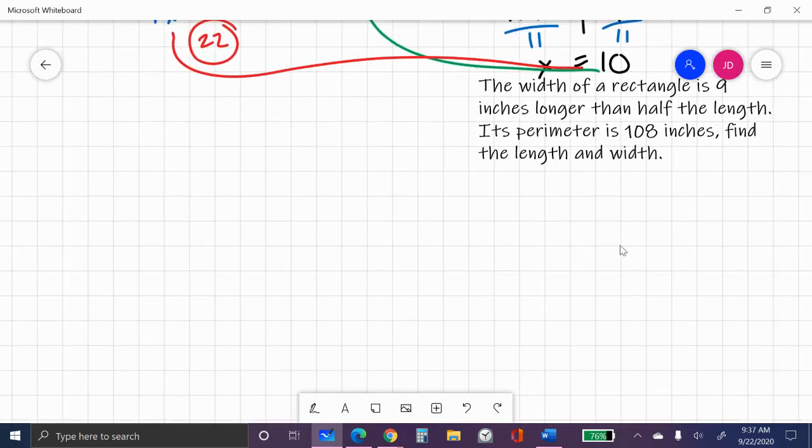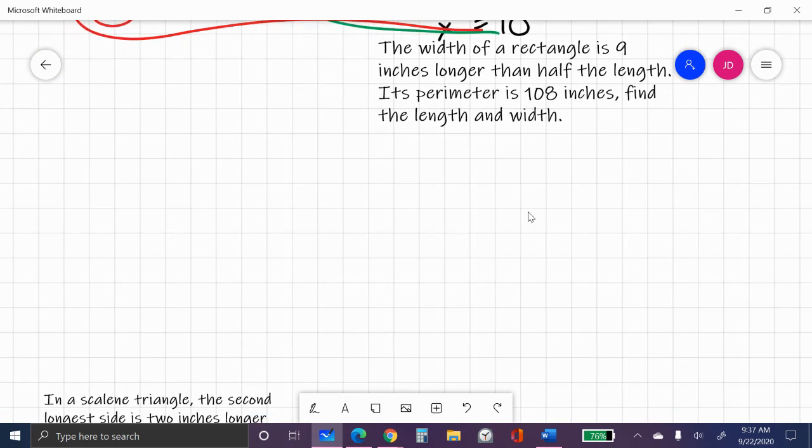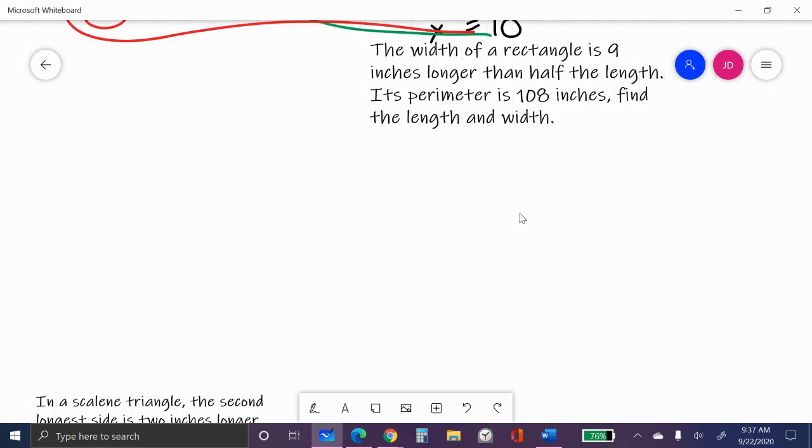The width of a rectangle is 9 inches longer than half the length. The perimeter is 108 inches. Find the length and the width. So again, we draw our diagram.